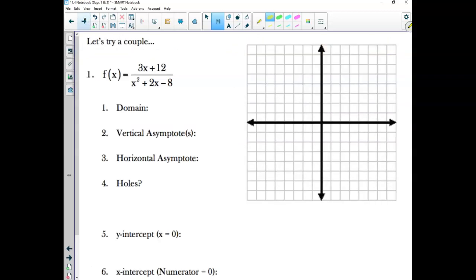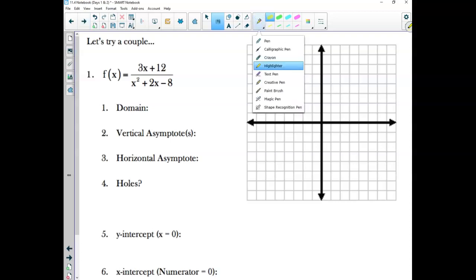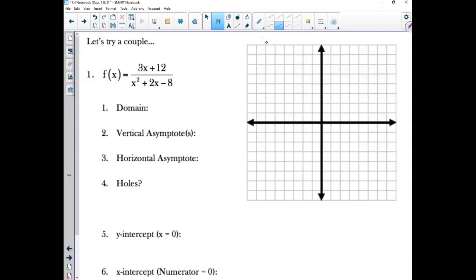So let's try another one here really quick. I'm going to do 2 more, and I'm going to do 1 more with you, and after I do that one with you, I'm going to have you try the last one on your own, all right? So the first step is, I highly recommend you completely factor both numerator and denominator of your rational function. And this is going to give me an x and an x.